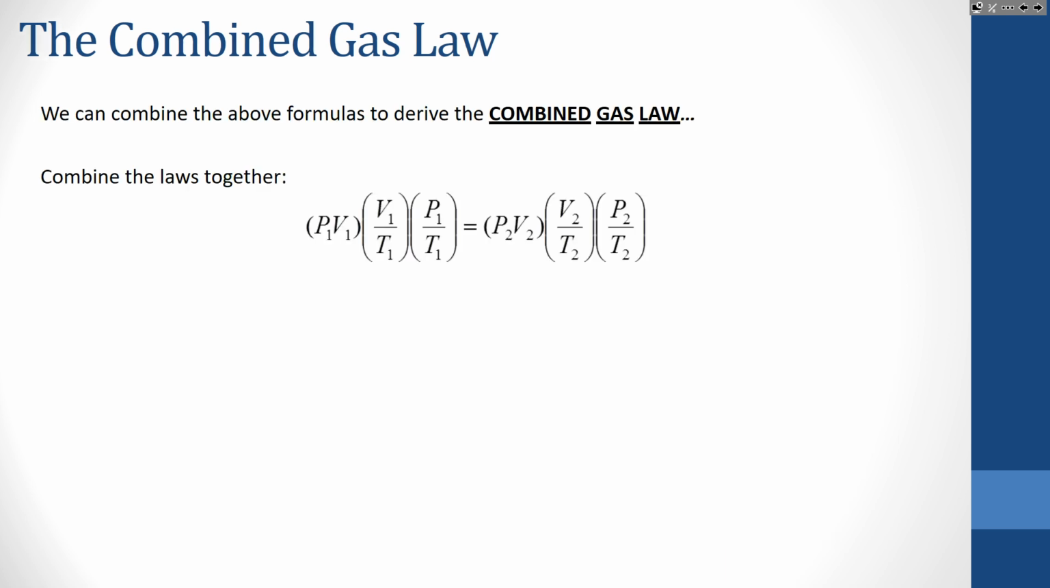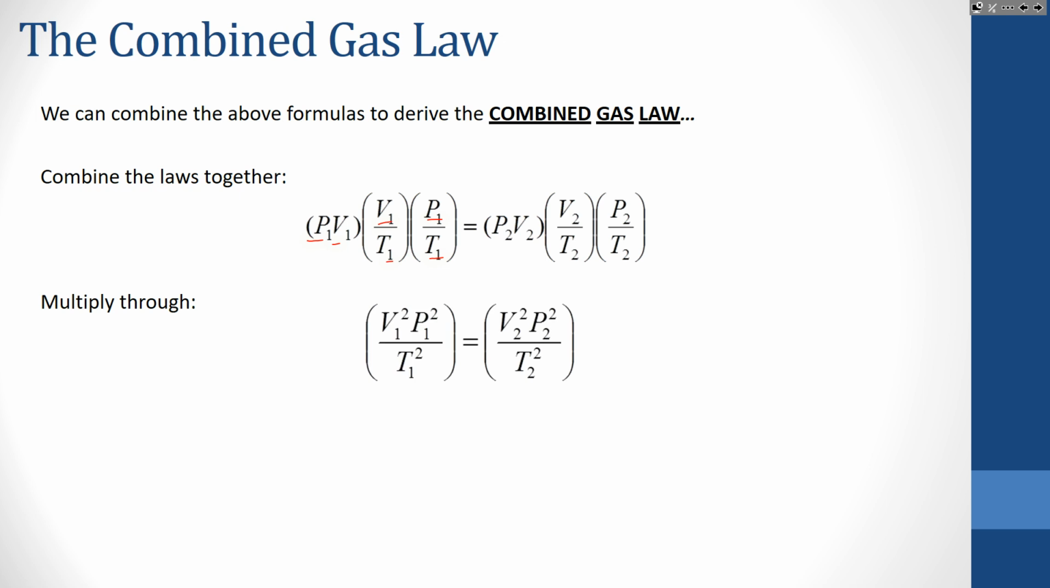And the way we do that is we multiply each side of all of the equations. So I'm going to multiply the one side of all three equations together, and the two side on the other side, multiply all those, and see what we get. When we do this, we combine like terms, so the P1s multiply, the V1s multiply, the T1s multiply, and when you do that, you end up with this. If you notice, everything on each side is squared, so we can just get rid of the squares by taking the square root of both sides, which looks like this.